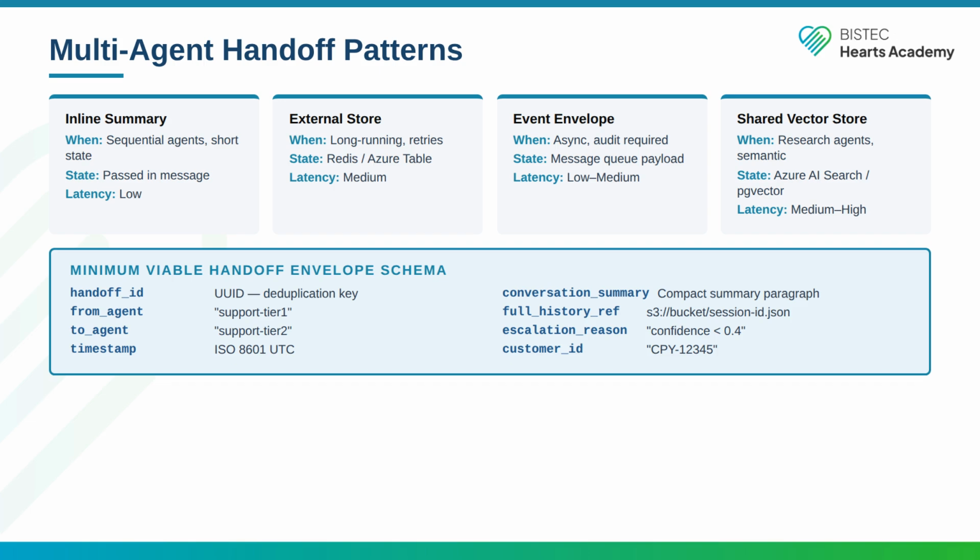The NFR for handoff latency is 500 milliseconds. That budget covers summary generation, envelope serialization, and the state store write. Summary generation is typically the bottleneck and the component most worth optimizing.